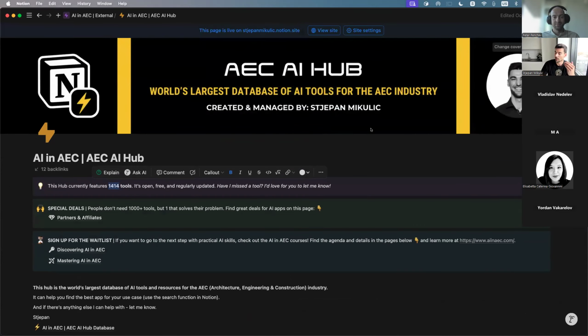And what I suggest as the first step for everybody who might be wondering about something is open this AEC Hub in Notion, click on this little search button, and if you want to do inspection, you just write inspection. And all of a sudden, from 1,400, you have 8 tools that have inspection written somewhere.